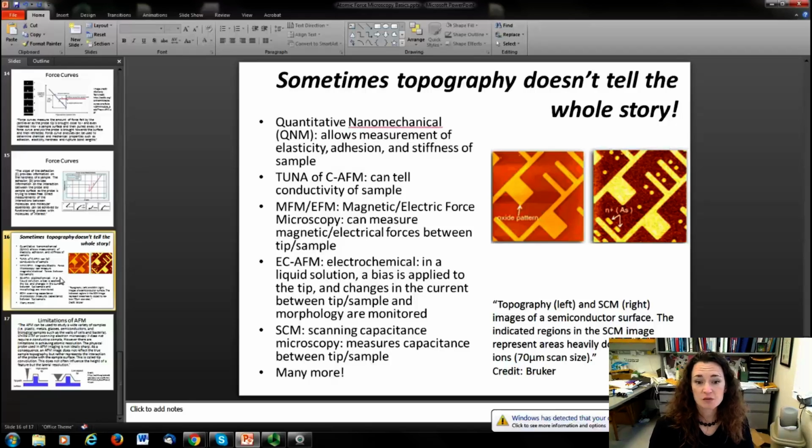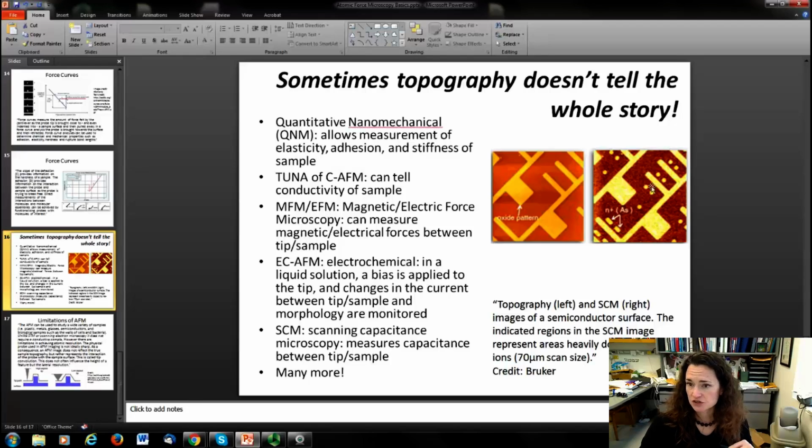You can also do scanning capacitance microscopy, and this is sometimes similar to the MFM or EFM modes that I discussed earlier, except when you're in your lift mode, you're measuring the capacitance of the surface. There's a little image here that I've taken from Bruker of a scanning capacitance mode image. The one on the left is just the topography, and you can see that there's a patterned surface here, maybe in an integrated circuit or something. And then if you look at this SCM image of that same region, you can see that there are features present in that image that aren't present in the topographical image here on the left.